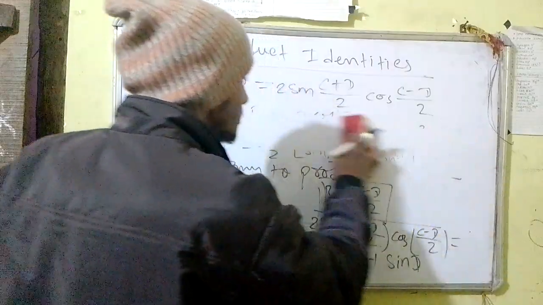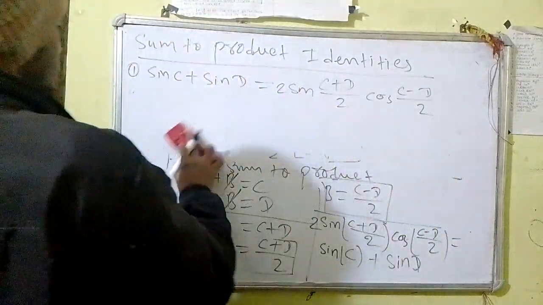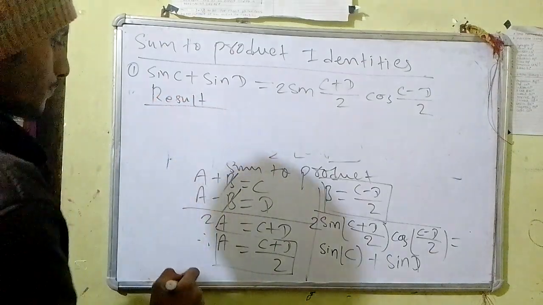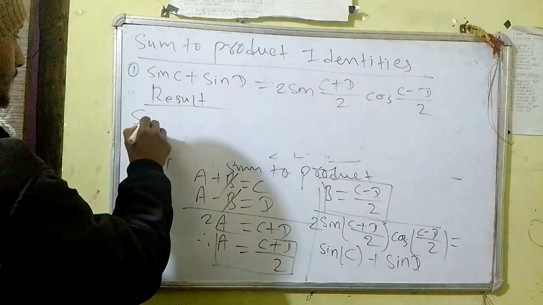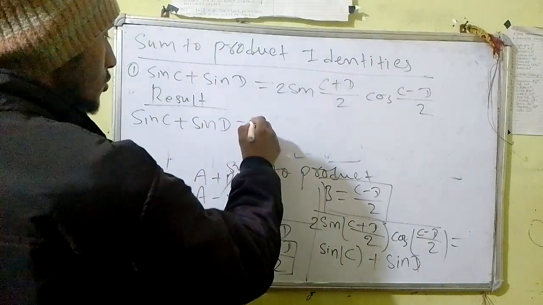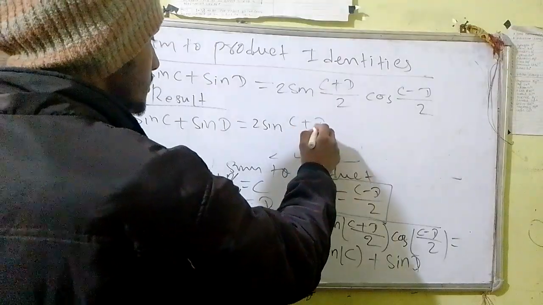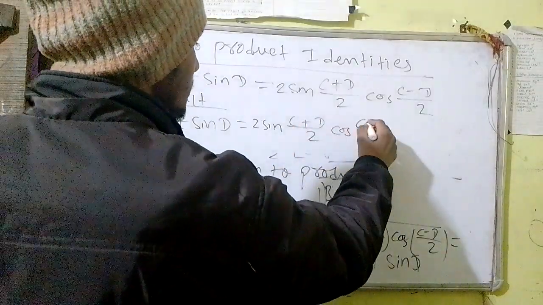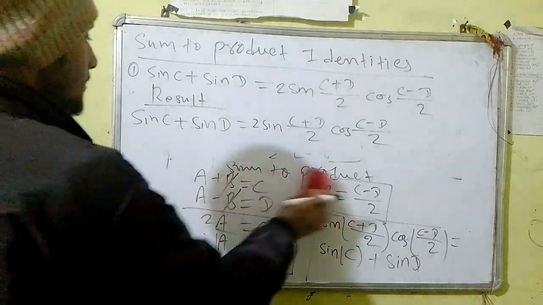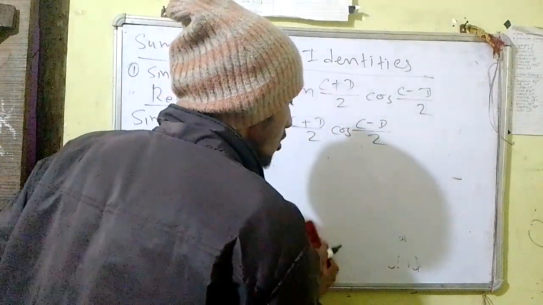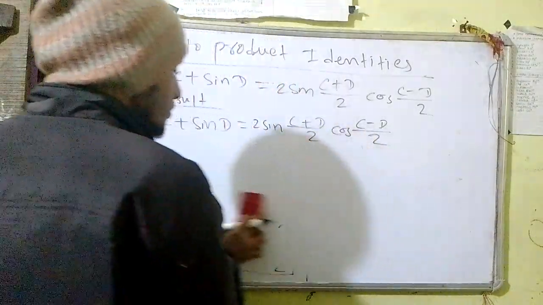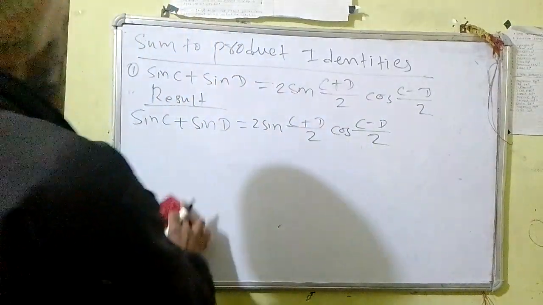The result that we got is this: sine c plus sine d is equal to 2 sine c plus d over 2 times cosine c minus d over 2. So this is it, and you can do the same thing for all the other identities as well.